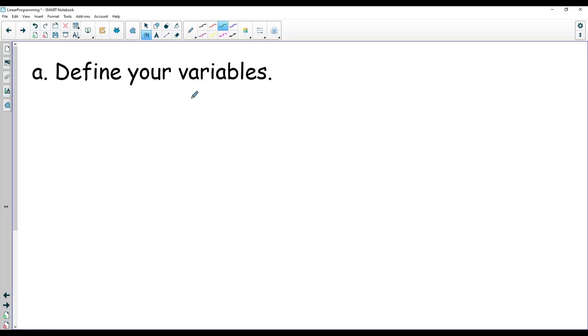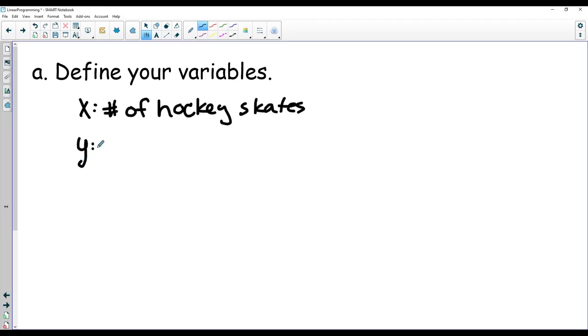All right, so the first step is to define our variables. If we look at the word problem, and again, feel free to reference it back, the last sentence will give you an idea of how to define your variables. For us, we want the number of hockey skates and the number of figure skates. This is going to help you figure out how to label your axes when we are working with the graph of the systems.